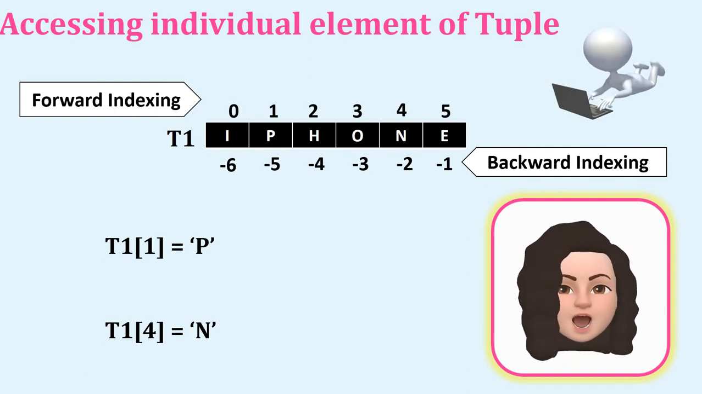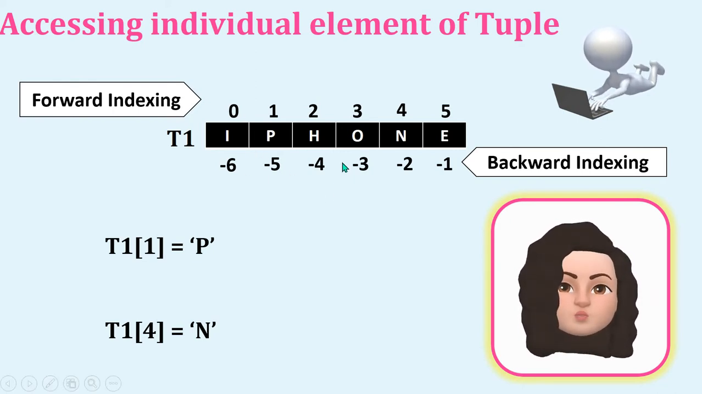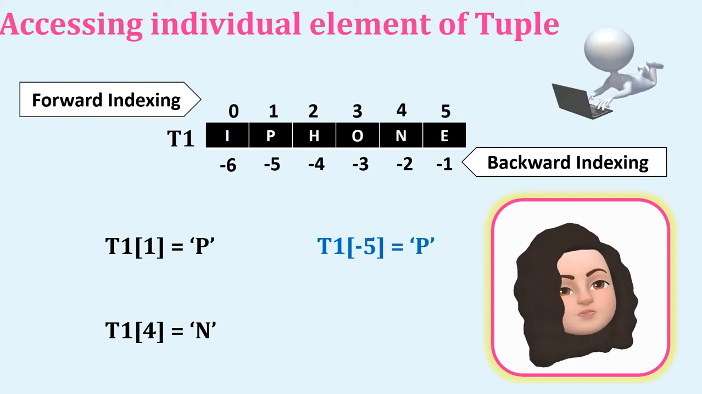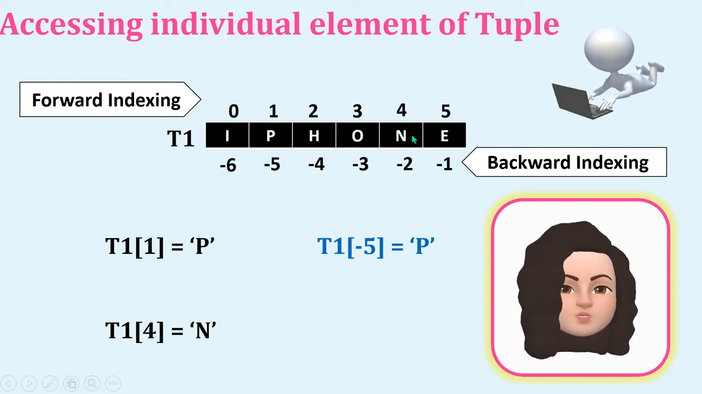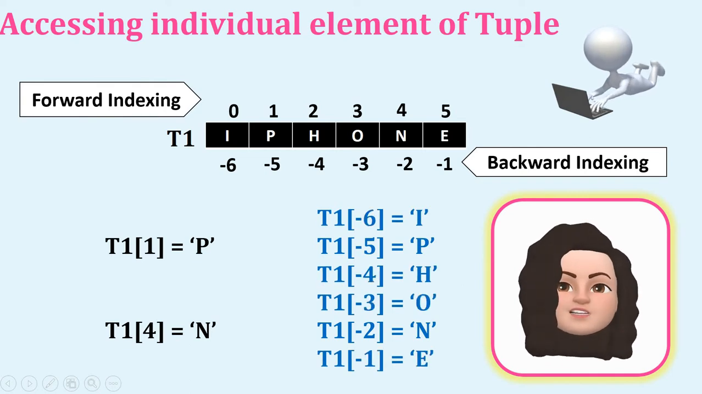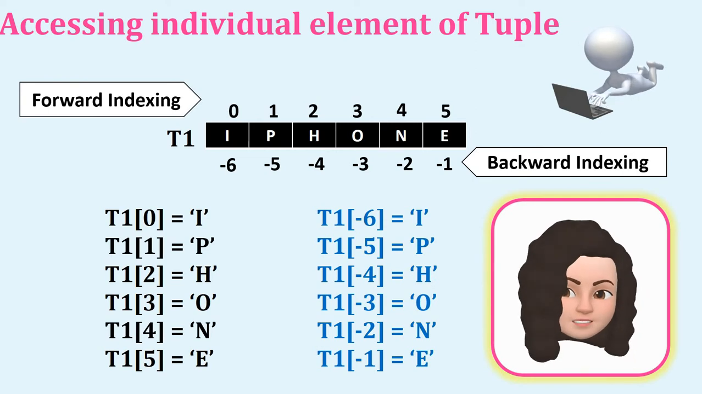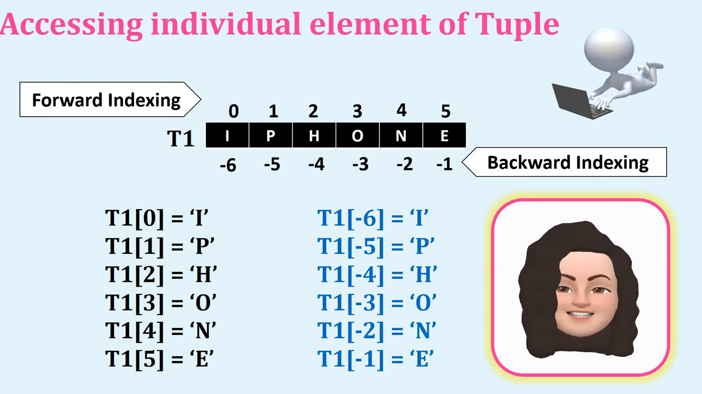Now let's try to access the individual elements using backward indexing. Let's access P. So T1, what is the index of the element P? It is -5. So T1 of -5 is equal to P. Similarly, let's access the element n. The index of element n is -2. So T1 of -2 is equal to n. Like this you can access each element of the tuple using its index.